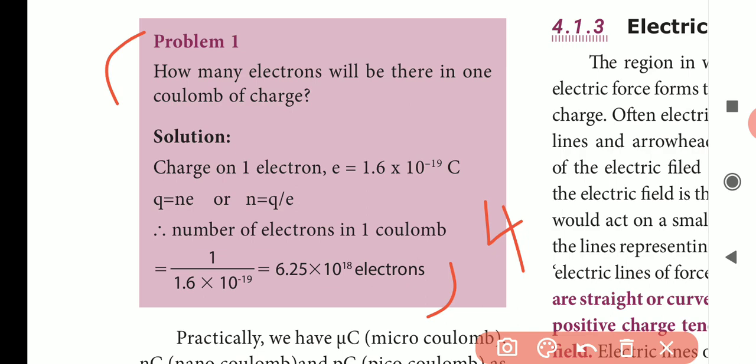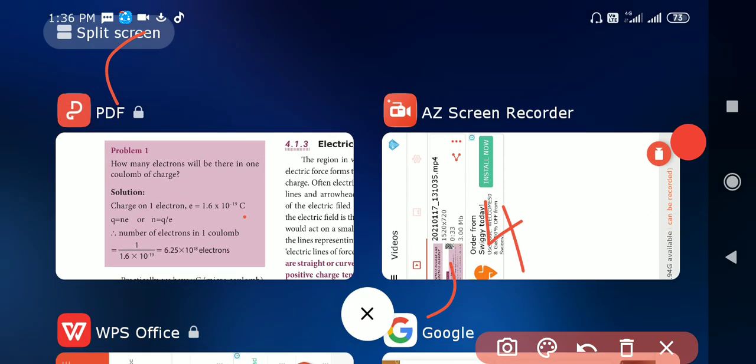The first question: electric force, electric lines of force, electric potential, and one problem. Okay, these are the four questions you have to write.